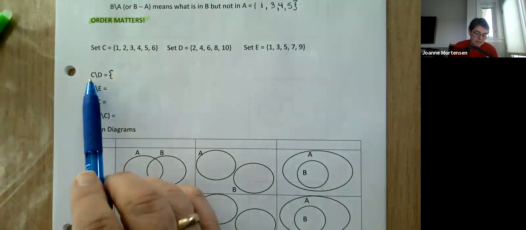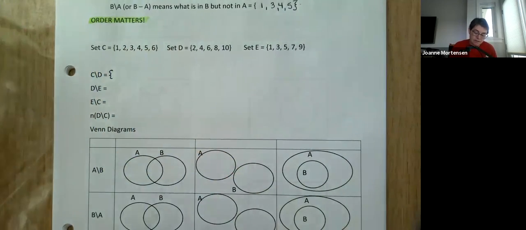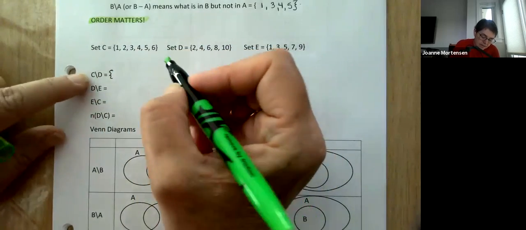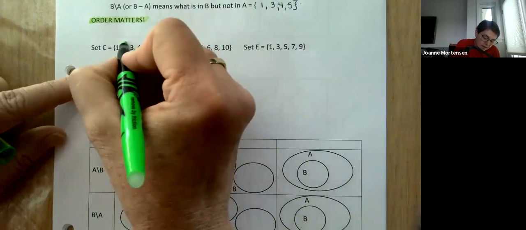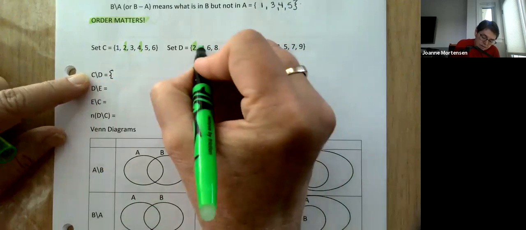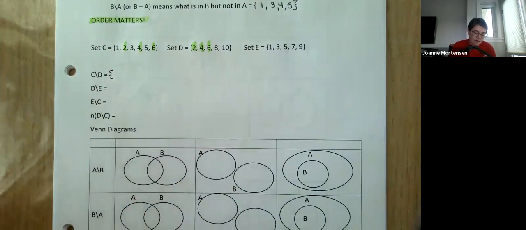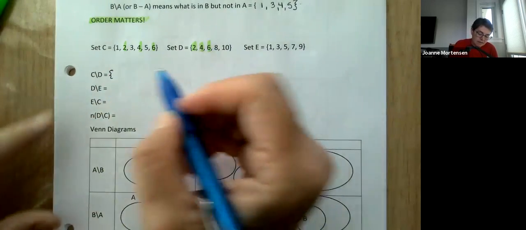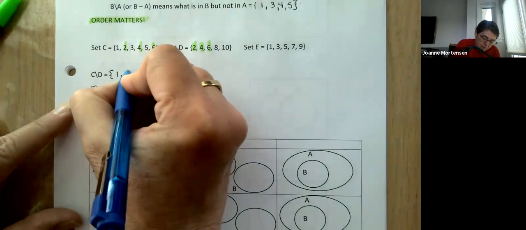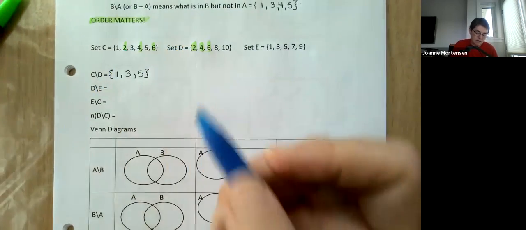All right, let's look at C, but not D. I'm not sure how I want to do this. I may regret doing this. If I look at C and D, they both have 2s. They both have 4s. Okay, so I made it pretty easy there. So by marking the common elements, C but not D becomes really easy. So it's 1, 3, and 5 that are in this set, but not over there.